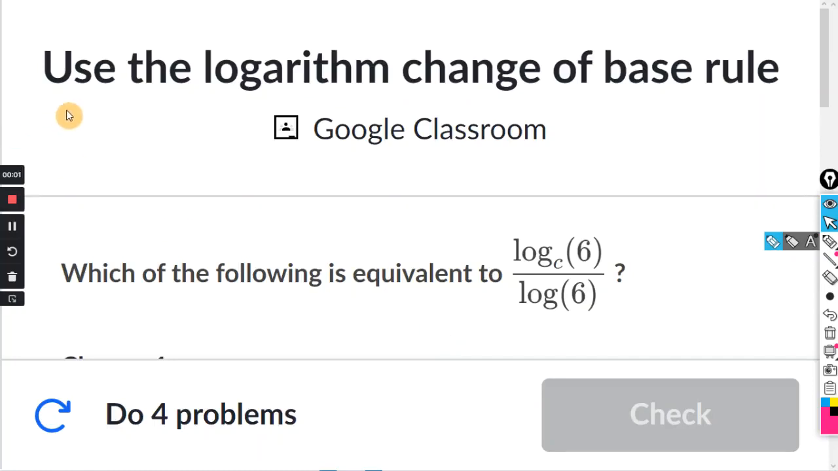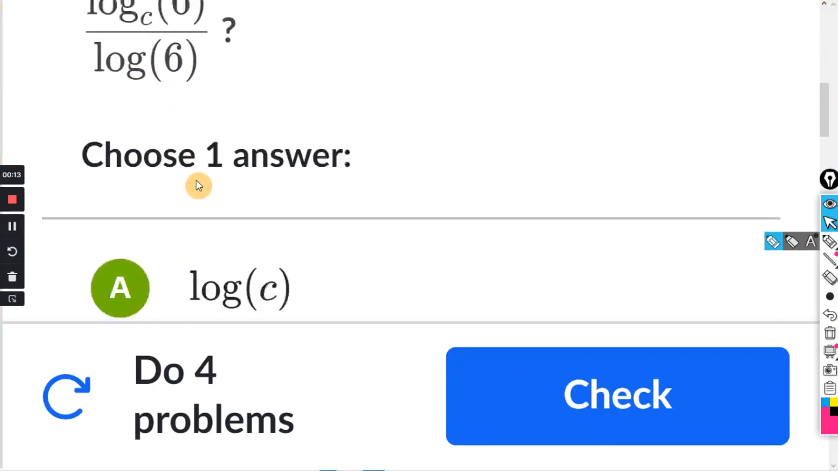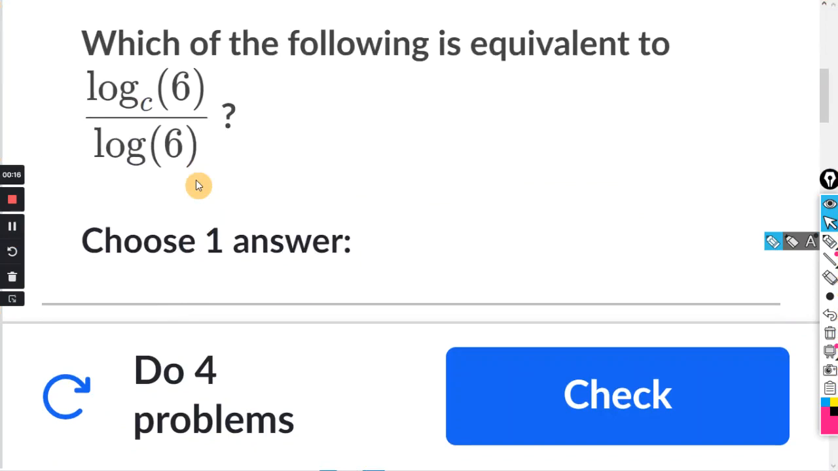This will be for the con exercise. Use the logarithm change of base rule. All right, they want to know which of the following is equivalent to log base c of 6 divided by log of 6. It's multiple choice, but I'm going to try to find my answer first.